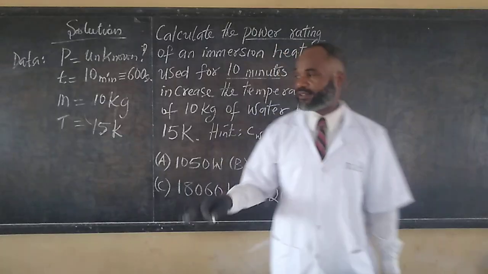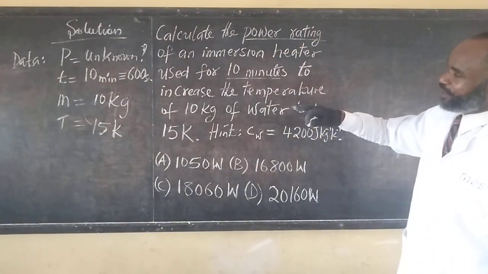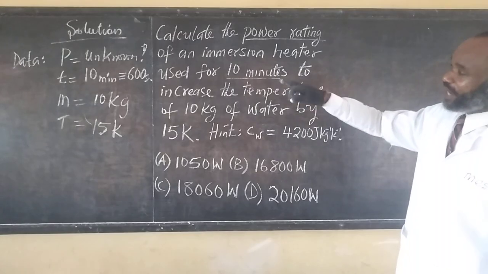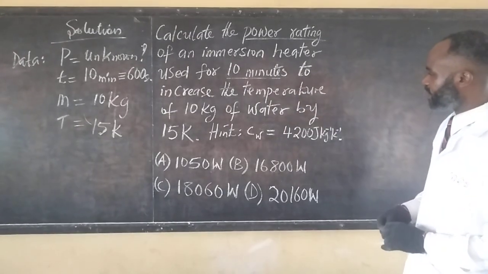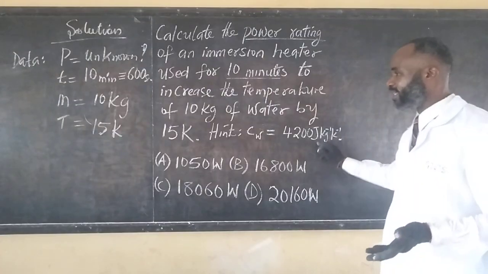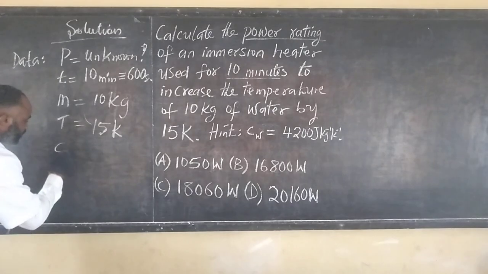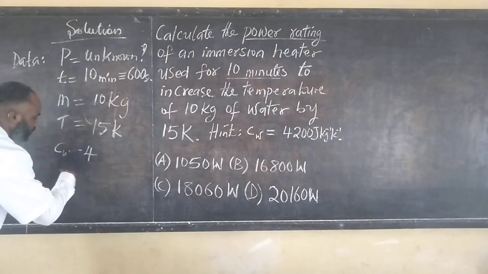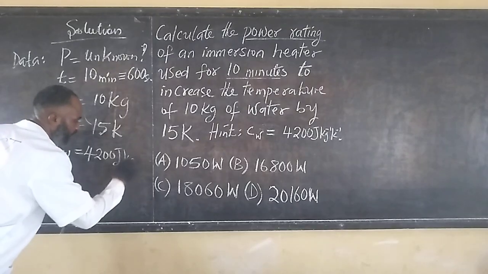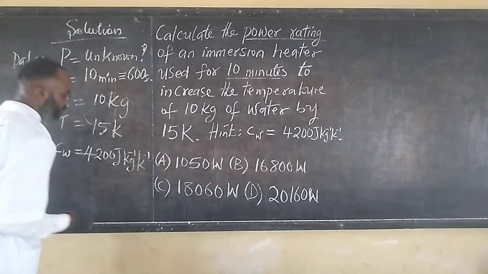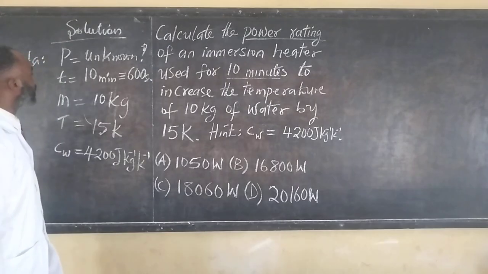Look at the data. We are looking for power. Time is given. Mass is given. Temperature of the water is given, and then finally, the specific heat capacity of water, c_w, is given as 4,200 joules per kilogram per Kelvin. Good. So that's it. Now, what's the connection here?